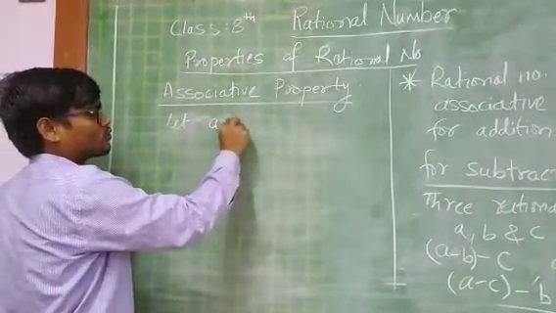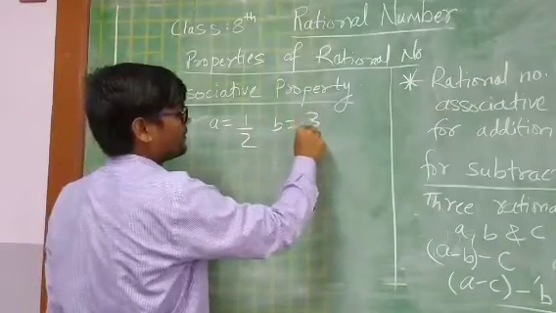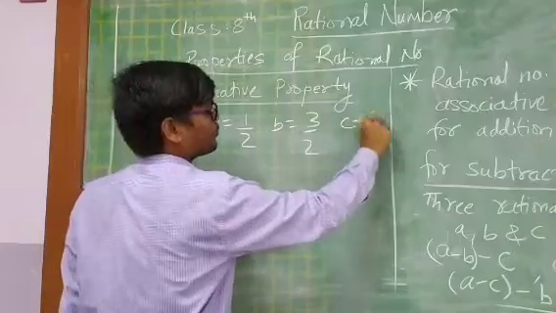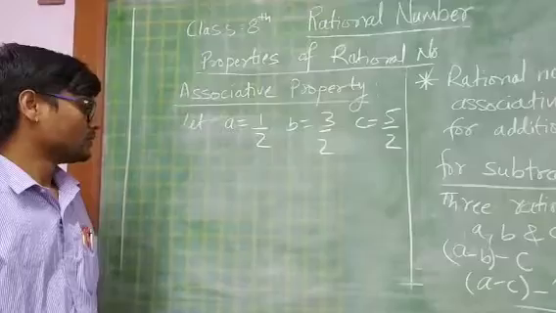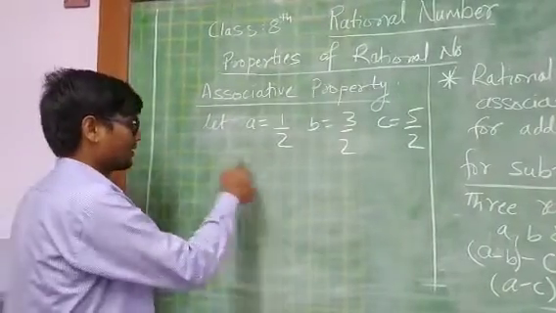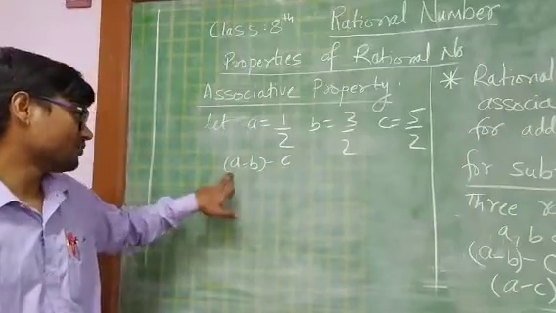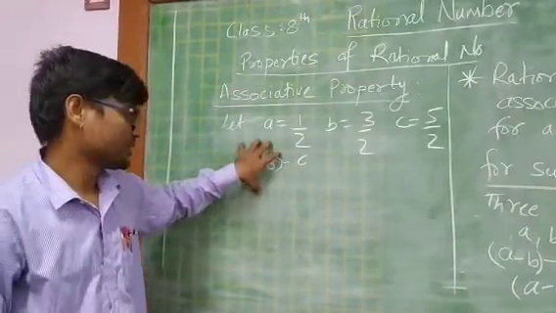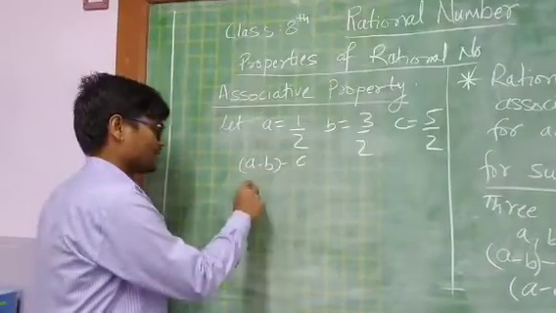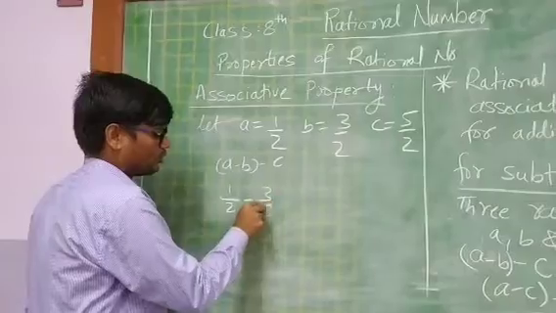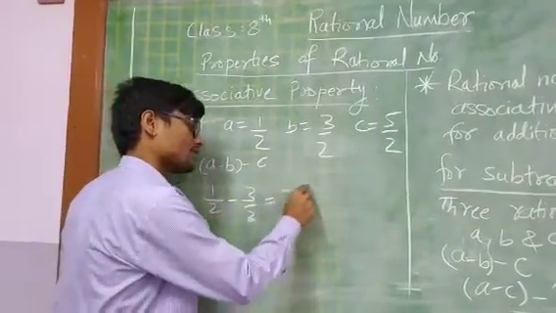Let A is equals to 1 by 2, B is equals to 3 by 2 and C is equals to 5 by 2. First expression, A minus B minus C. So first we will subtract B from A and whatever result we will get from that we will subtract C. So A minus B, 1 by 2 minus 3 by 2. 1 by 2 minus 3 by 2 is minus 2 by 2.